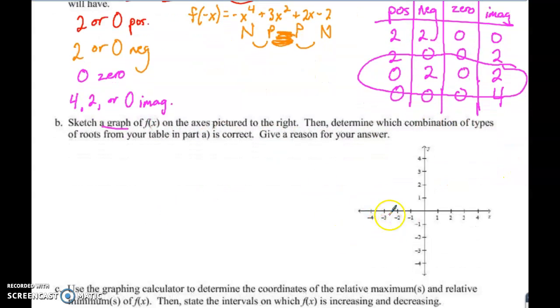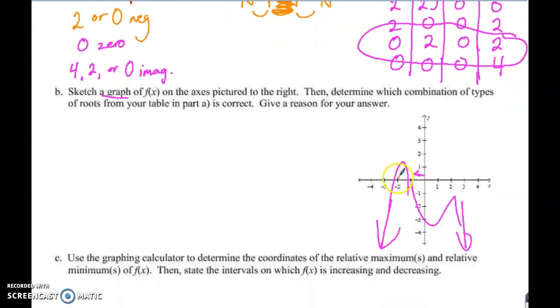I forget where it was. We had two roots that were to the left. It's a very lame graph. But yeah, so our roots, it crossed the x-axis twice to the left of the origin.